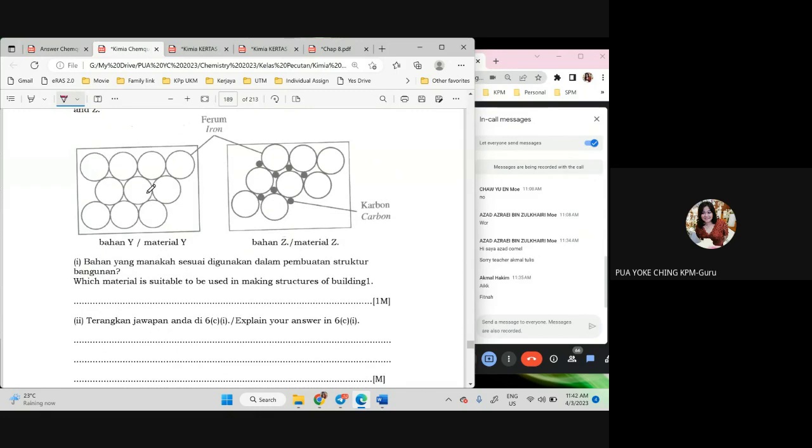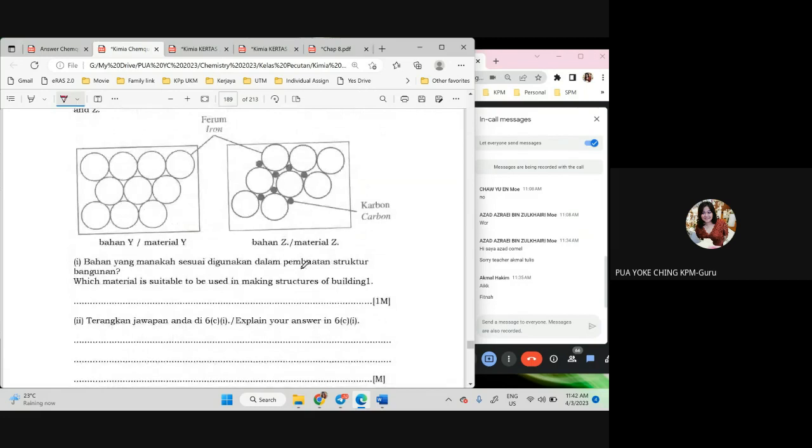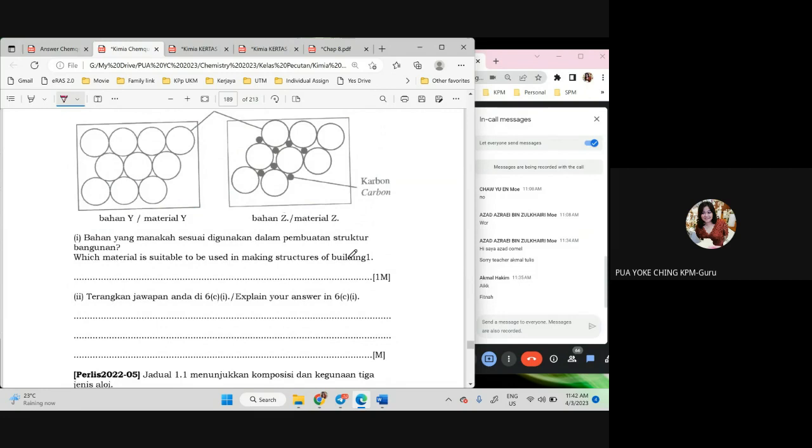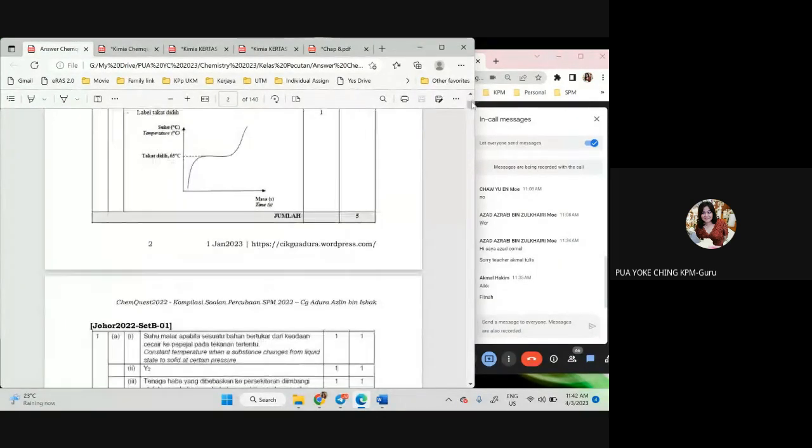Okay, so kita ada ferrum, kita ada carbon. Okay, dia lebih kurang sama je. Saya rasa soalan ni hari tu keluar. Tapi saya bukan tanya structures of building, saya tanya untuk buat lintasan jalan, lintasan kereta api. Railway track. Okay? So, yang manakah sesuai? Yang sesuai ialah Z. Sebab Z adalah alloy. So, kalau dia adalah alloy, dia lebih kuat dan keras. You need to mention both, ha?